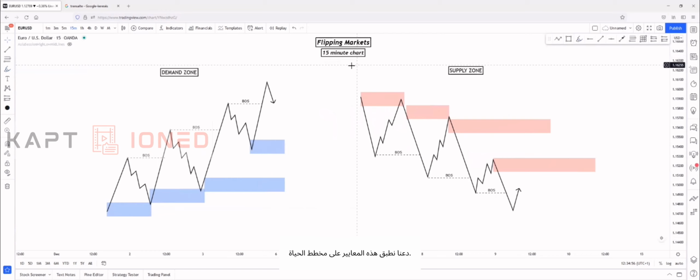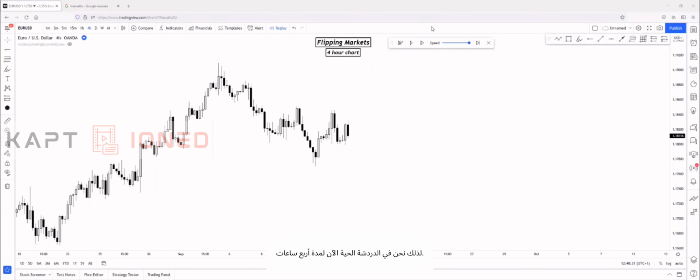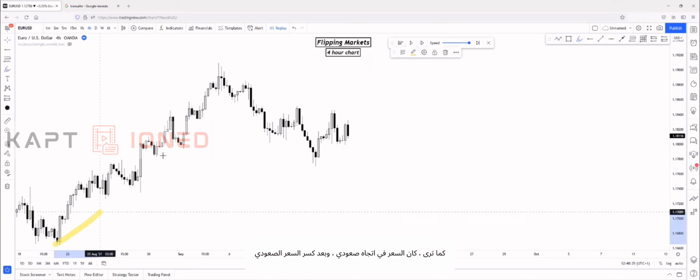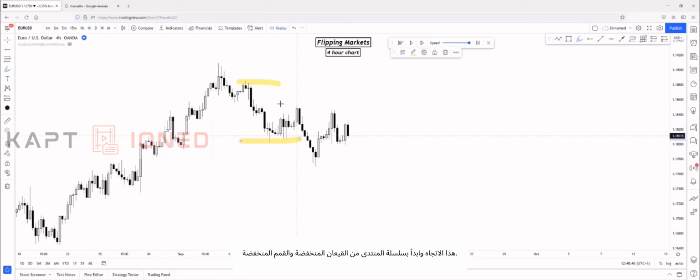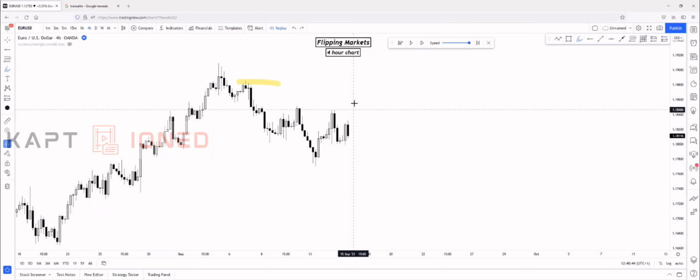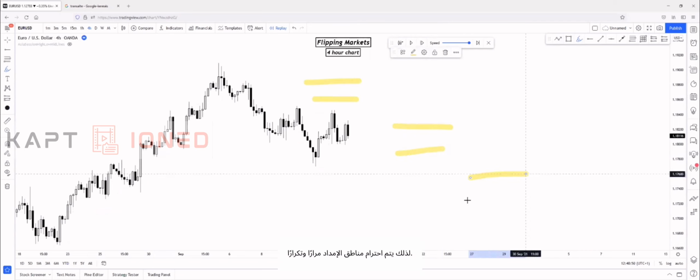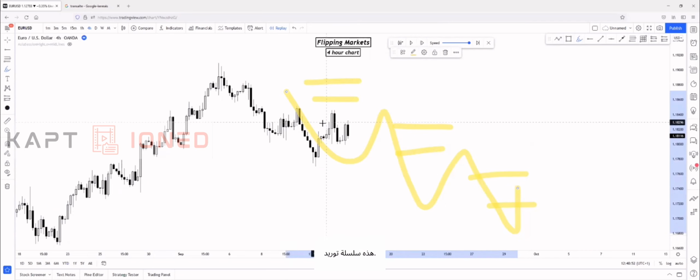Let's apply these criteria on the live chart. So we are on the live charts right now on the 4-hour. As you can see, price was in a bullish trend. And after the bullish trend, price broke this trend and started to form a series of lower lows and lower highs. So this means we are in a bearish trend right now. Okay, in a bearish trend, as we know, price will form a supply chain, so supply zones over and over again being respected. This is a supply chain.